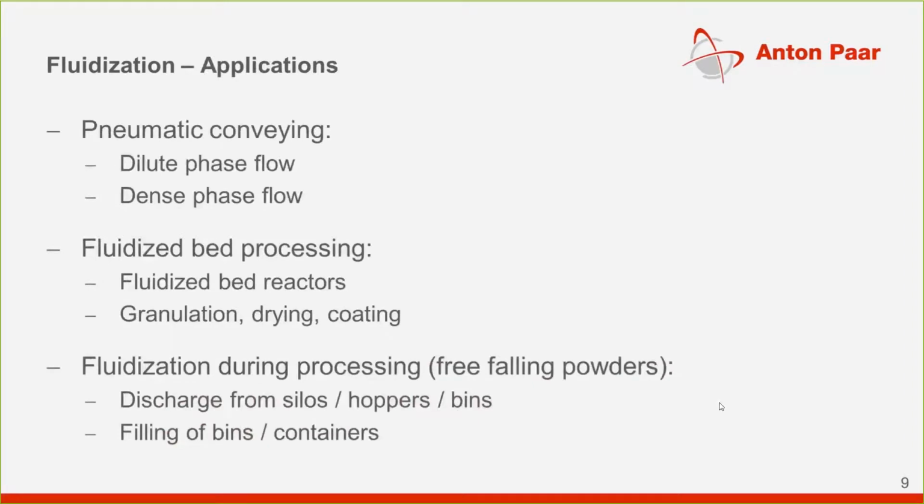There are quite a lot of different applications where powders are fluidized on purpose, or they are fluidized just by the process they undergo. Let's first look at pneumatic conveying. Here powders are transported through pipes with pressurized air or pressurized gases. Generally, two phase flows are differentiated: dilute and dense phase flow. In dilute phase flow, high gas velocities at low pressures are used, and the material is generally kept in suspension, so it shouldn't accumulate in the conveying line. In dense phase flow, on the other hand, we have low velocities and high pressures, so often the material is transported as a plug through the system.